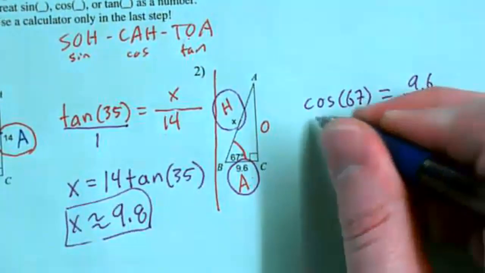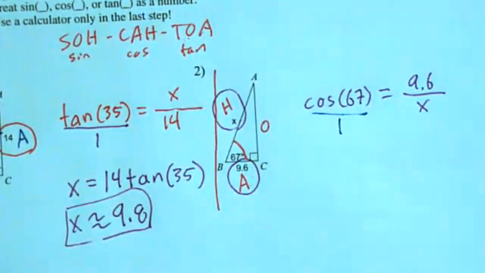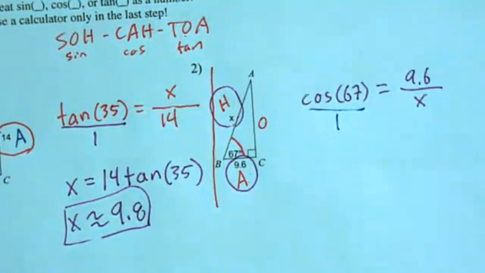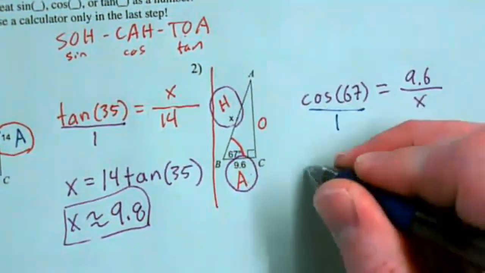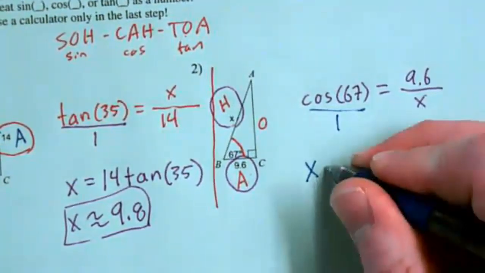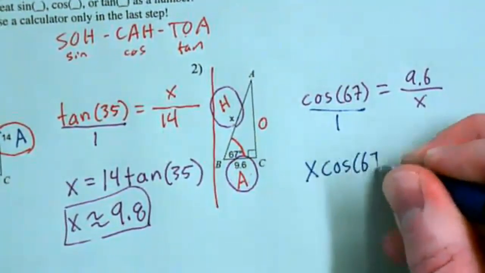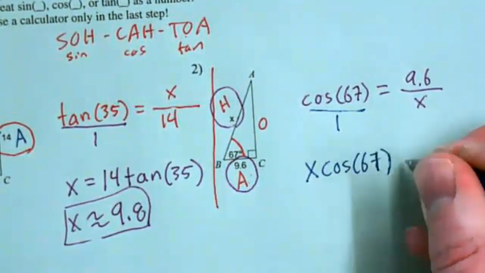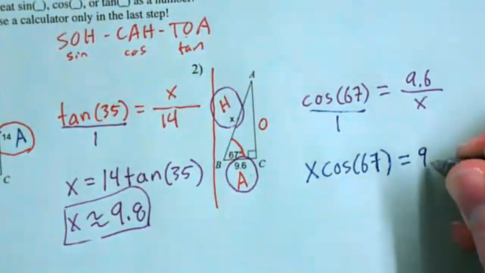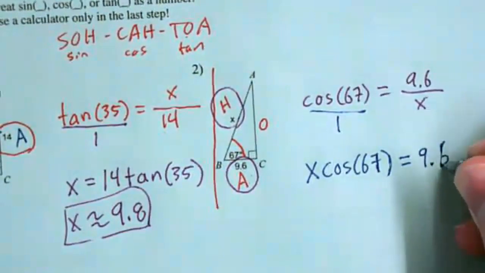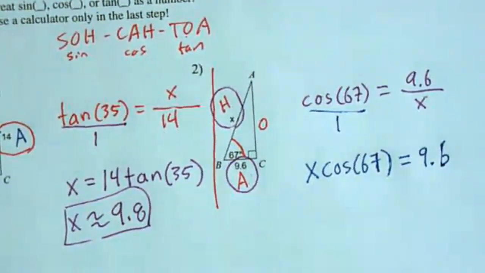Let's go ahead and turn this into a fraction. And let's cross multiply. Now this time, notice x is going to get multiplied by the cosine. And x is a number, so it's going to go in front of the cosine. And then we got 1 times 9.6. I don't need a calculator for that. Now, we're not done yet. In our last problem, we would have been done. But in this one, we're not done yet. We got one more step to do.